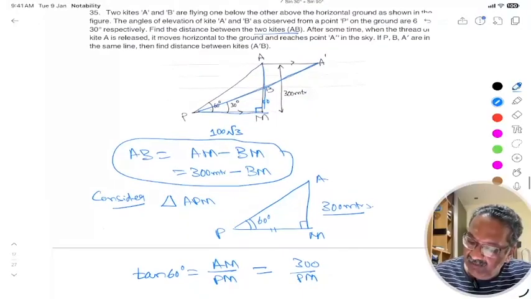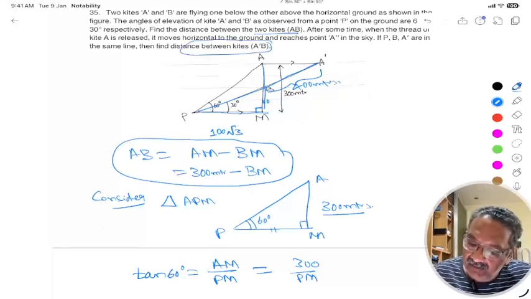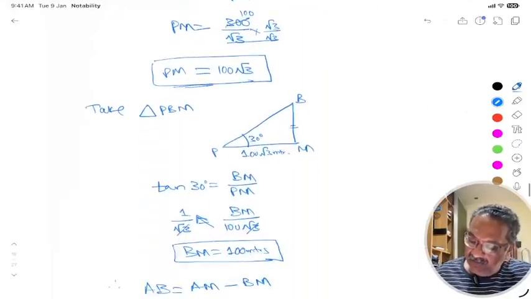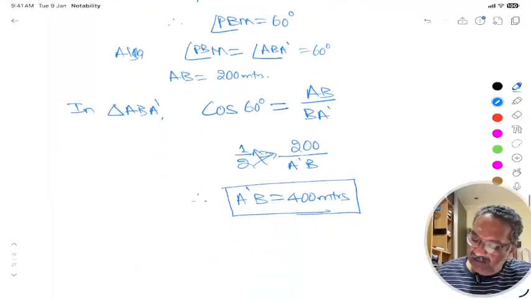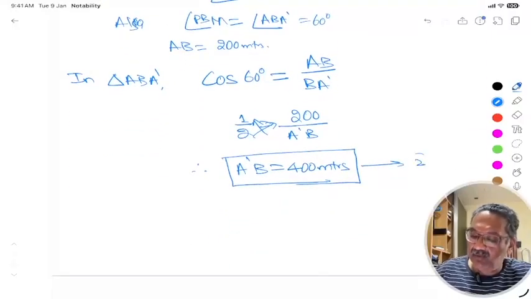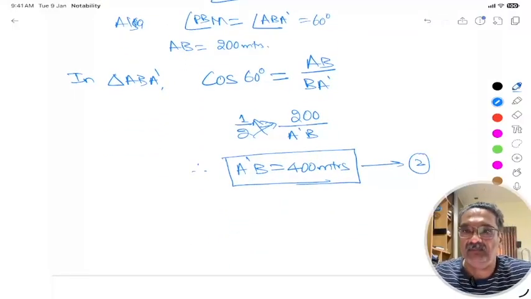So we found out A dash B, but they also asked for AB. So AB we got as answer 1 and A dash B as answer 2. Alright. So if you think calmly, we'll get the answer easily.